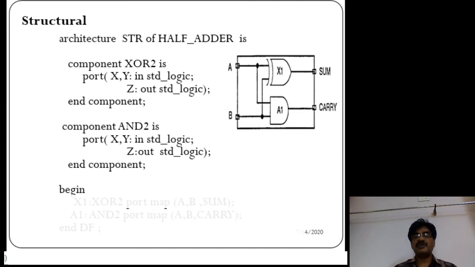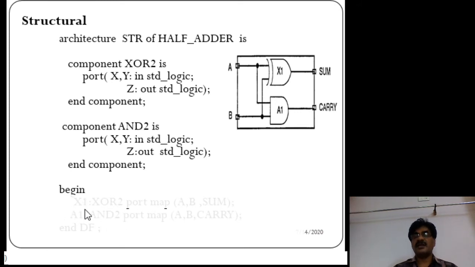After begin, the statements are called instantaneous statements. Let us see the syntax of these statements. The number of instantaneous statements is equal to the number of components in the digital circuit, the number of components in the logic circuit. Here, how many components are there? Two components. That's why two instantiation statements are present in this code.